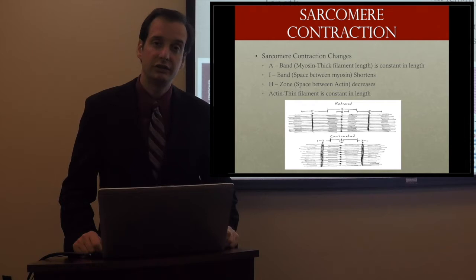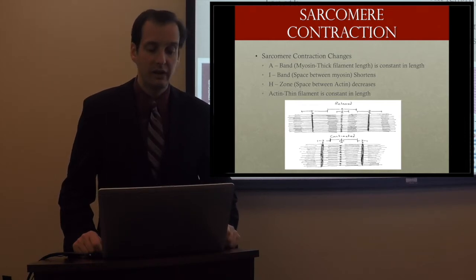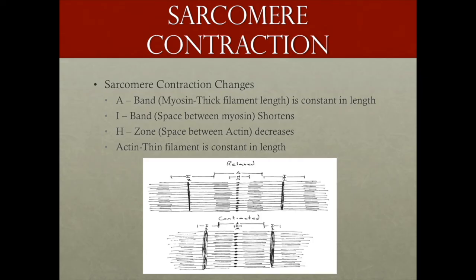The histologic changes and consistencies that we see during contraction are that your A band is consistent in length. And remember, your A band is your myosin or your thick filament length. So your myosin does not change in length. Your I band, which is the space between myosins, does shorten, as does your H zone, which is the space between thin filaments or actin. So the structures themselves don't change, only the relative spaces between the structures change.